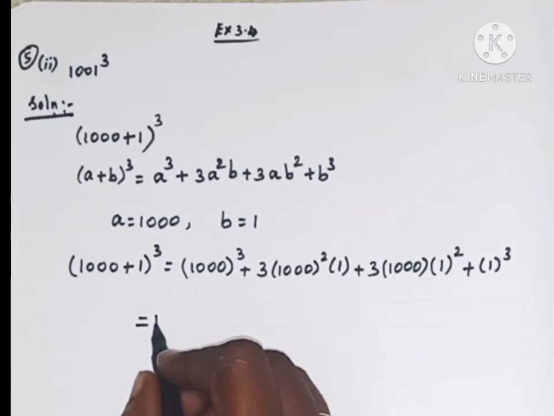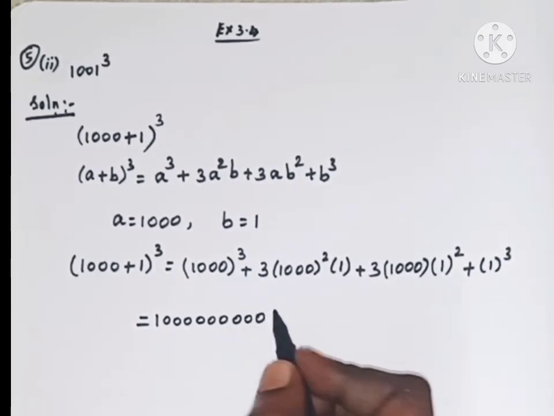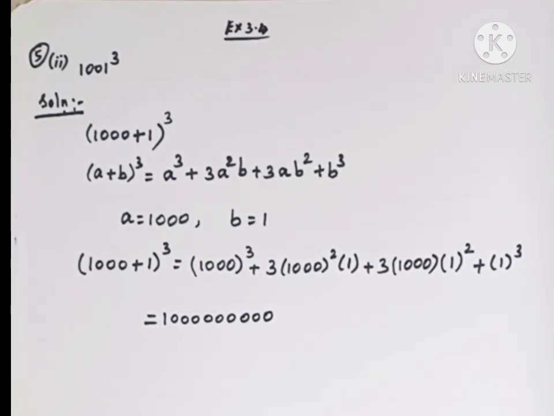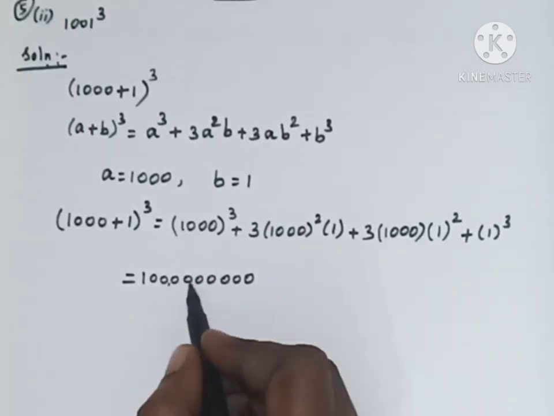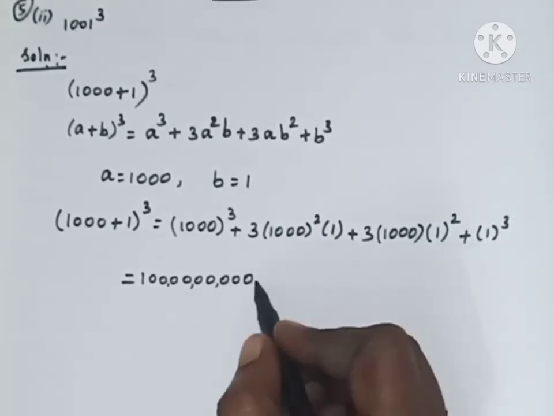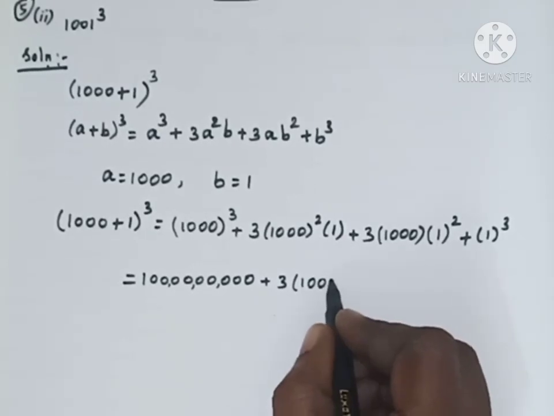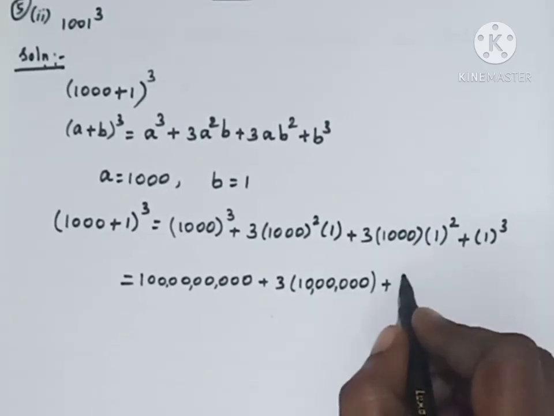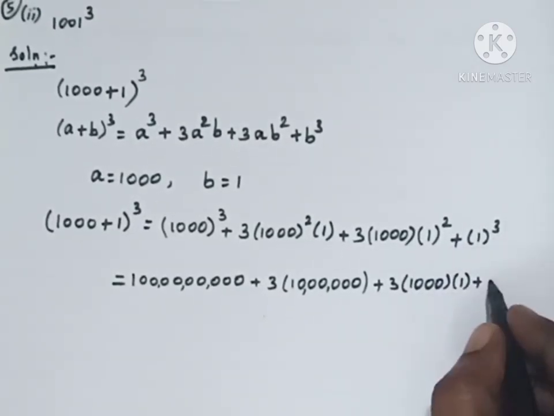1000. So it can be written as 1000 into 1000 into 1000, which is 100 crore. 100 crore plus 3 into 1000 the whole square can be written as 1000 into 1000. So it is 10 lakhs. It is 10 lakhs plus 3 into 1000 into 1. 1 square is 1. 1 cube is 1 into 1 into 1.